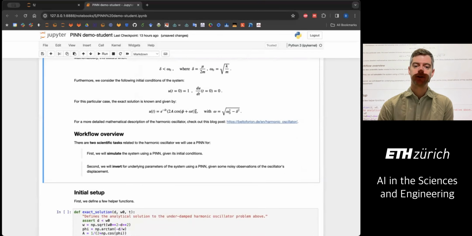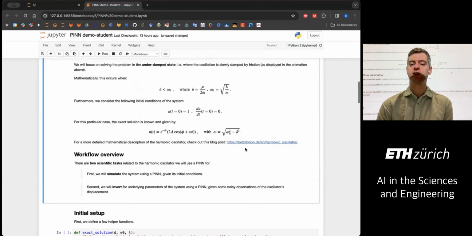Analytically, you can actually show that the solution has this form. So it's a cosine function as a function of time, damped by this exponential factor. And if you're interested in deriving this, I would have a check out of this blog post. It's very, very useful for understanding.